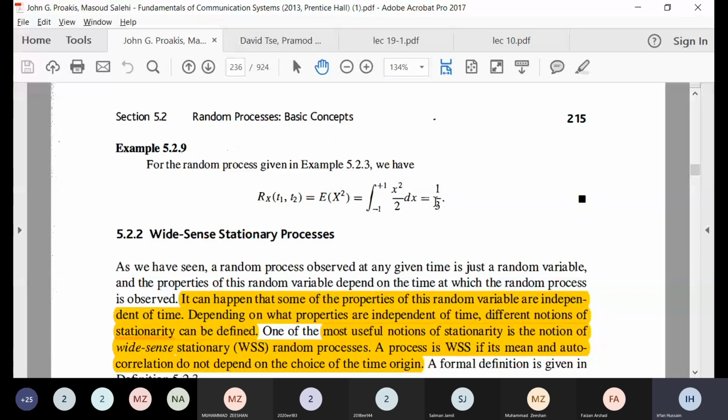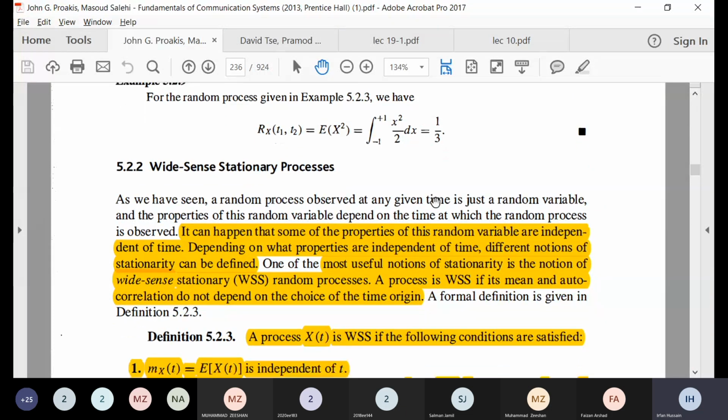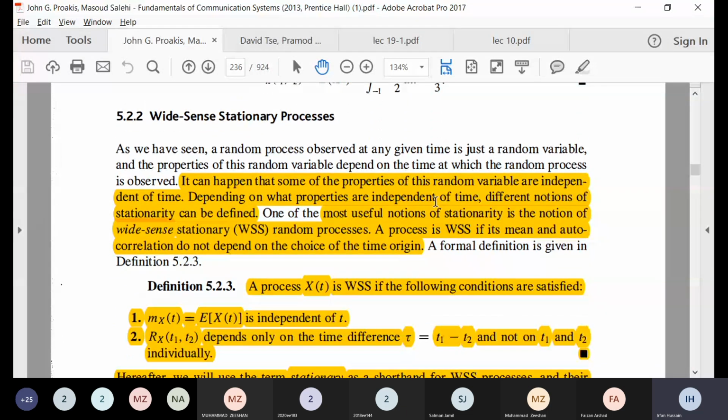Same thing is here, but the steps were missing, and you can get the notes, so you can also understand it easily. The next are the wide sense stationary processes. So I think you have also studied this thing.